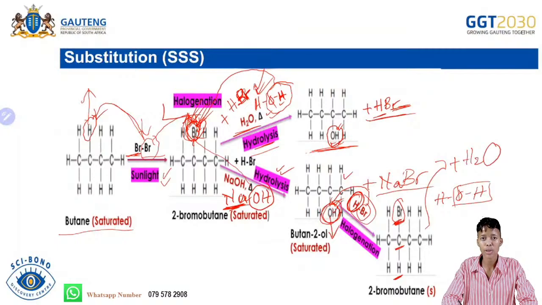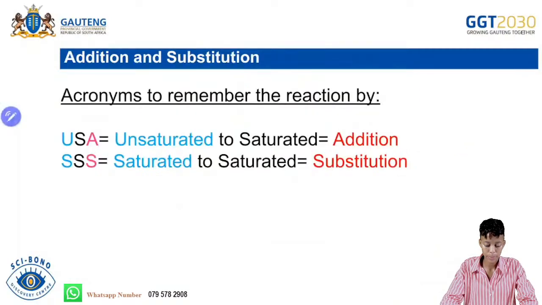Does it matter if the OH is written at the top or at the bottom? Since that is where we substituted the Br, it does not matter if the OH is at the top or at the bottom, as long as the OH is on carbon number 2 there.